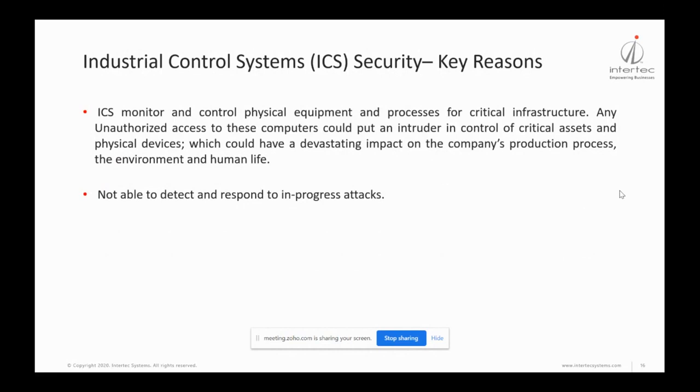So the earlier you detect the attack and stop the attack, the better it is for the organization, because your production is the main key to your business.